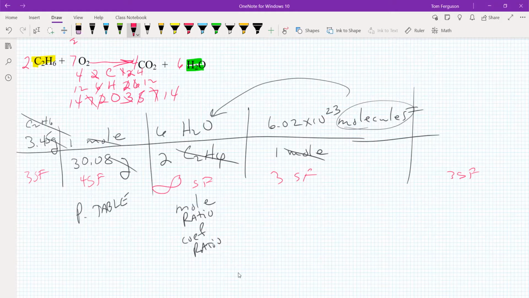Okay, so we're going to go 3.45 times 6 times 6.02 EE 23 divided by 30.08 divided by 2 divided by 1 equals, okay? So it's going to be 2.07.